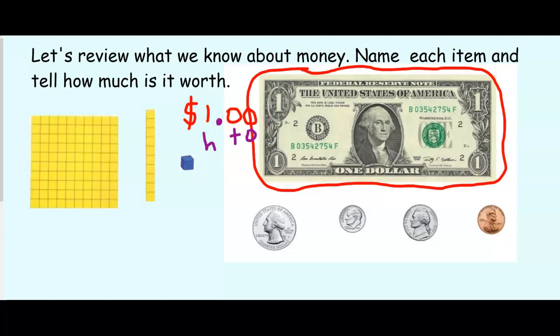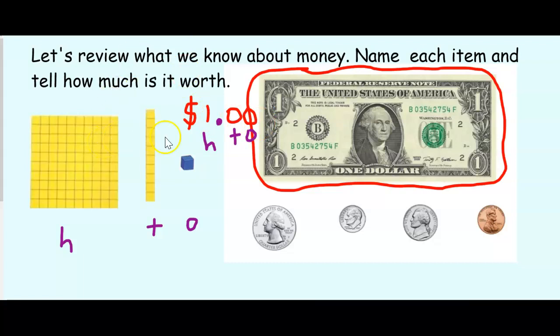Now, if we think about our cubes, our base 10 blocks, we know we have a ones cube, a tens cube, or a tens rod, and the hundreds square. I see those same place values in our money amount when we write money. Remember, don't forget the decimal between the hundreds place numbers and the tens and ones place numbers.